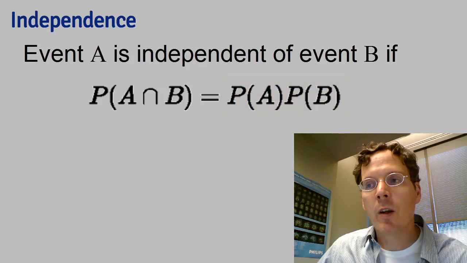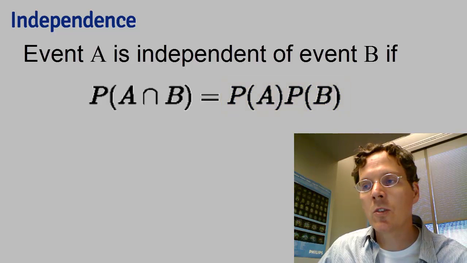This then begins a very important lesson. You can't just multiply probabilities willy-nilly. You have to multiply independent probabilities associated with independent events.